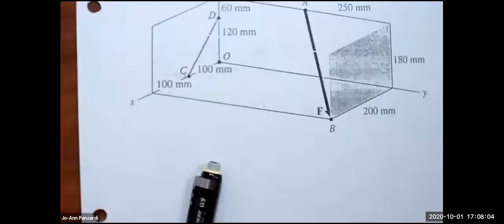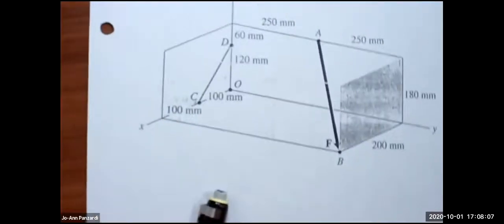Okay, so let's go to the next problem. And again, you're noticing that I'm having you redo the same homework problems in different ways. And in class, we're doing the same class problems in different ways.